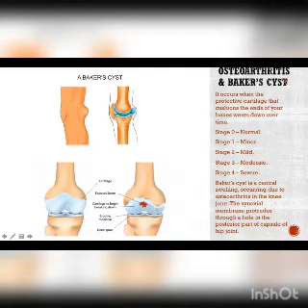Osteoarthritis. Osteoarthritis is the most common form of arthritis, affecting millions of people worldwide. Although osteoarthritis can damage any joint in the body, the disorder most commonly affects joints in your hands, knees, hips, and spine. It occurs when the protective cartilage that cushions the ends of your bones wears down over time. There are 5 stages in osteoarthritis. Stage 0, which is normal. Stage 1, which is minor. Stage 2, mild. Stage 3, moderate. And stage 4, severe.